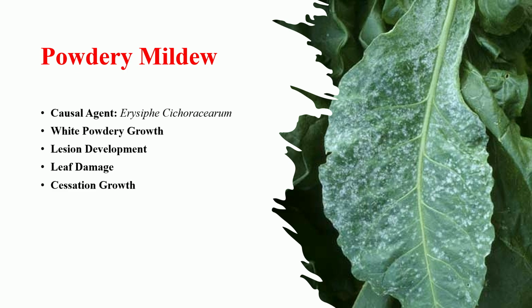Powdery mildew. This is an airborne fungal disease. It typically starts on the lower leaves of the plant and can spread to cover the entire plant under favorable conditions. Unlike black shank, it rarely kills the plant. Here you can see white powder growth and lesion development. It damages the leaf.